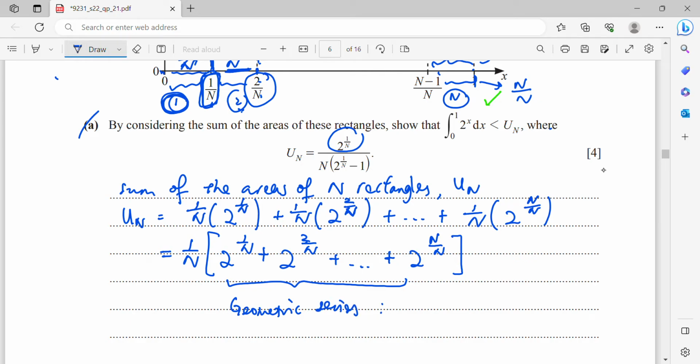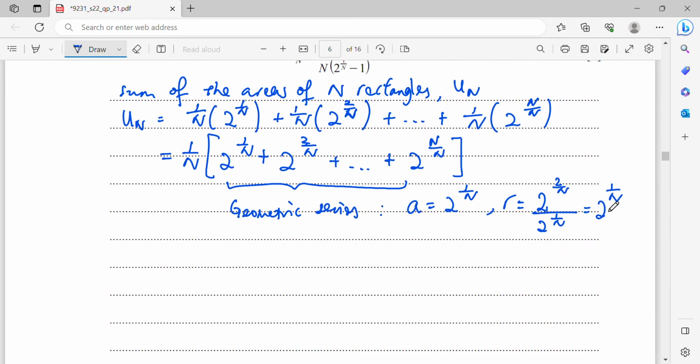Now your first term, a, is 2 to the power of 1 over n. Then the common ratio, r, is going to be the division: 2 to the power of 2 over n divided by 2 to the power of 1 over n. When it is the same base, you subtract the degree. So 2 over n minus 1 over n is 1 over n.